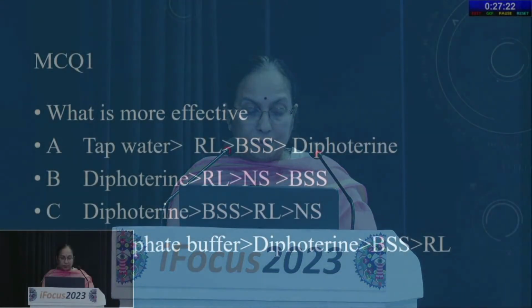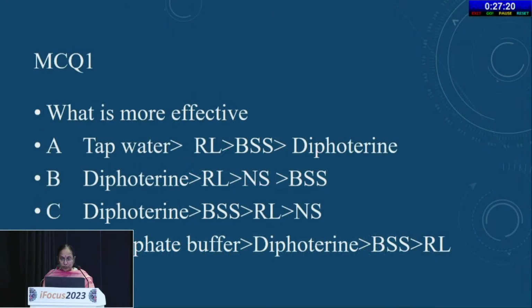So my first question would be, which is more effective? Option A, tap water, more than Ringer lactate, more than BSS, more than Diphoterine. Option B, Diphoterine, more than Ringer lactate, normal saline, BSS. Option C, Diphoterine, BSS, Ringer lactate, normal saline. Option D, phosphate buffer solutions, Diphoterine, BSS, and Ringer lactate. So this is your first MCQ.